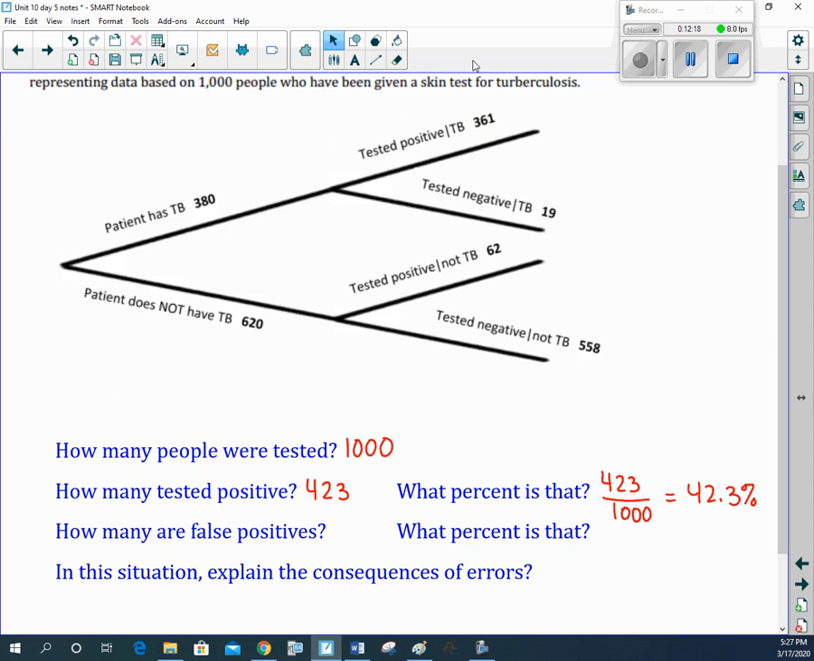Next question. How many are false positives? So a false positive means that you don't have TB, but the test said you did, and that's this category right here. Tested positive, not TB. So there were 62 people who were false positives. What percent is that? Well, that's 62 out of 1,000. So 6.2%.